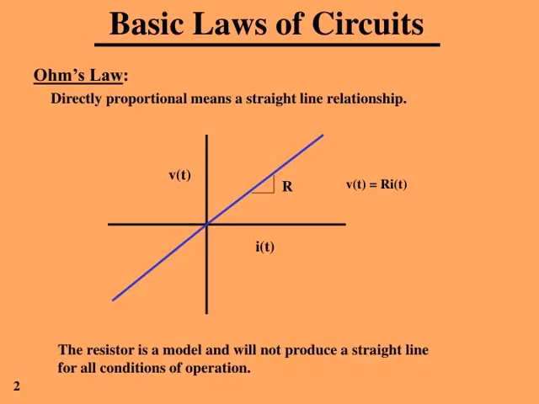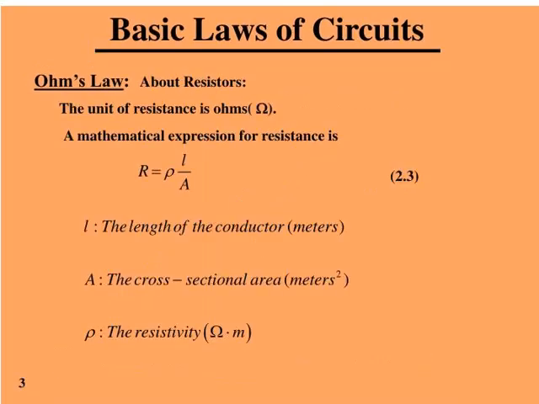According to this graph, what we infer is that whenever V of t increases, the current also increases. Whenever the voltage decreases, the current also decreases. So it completely depends upon the voltage, and it forms a straight line relationship. The model used here is the resistor, and it produces a property called resistance.